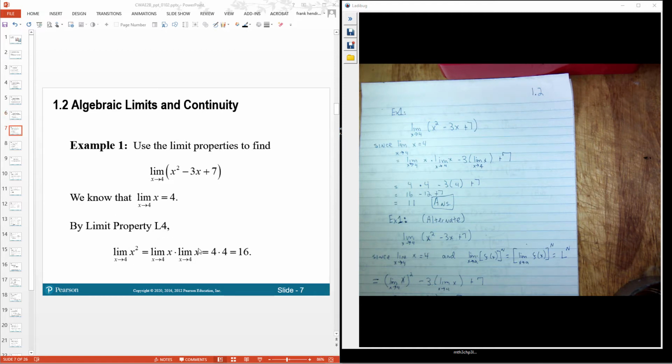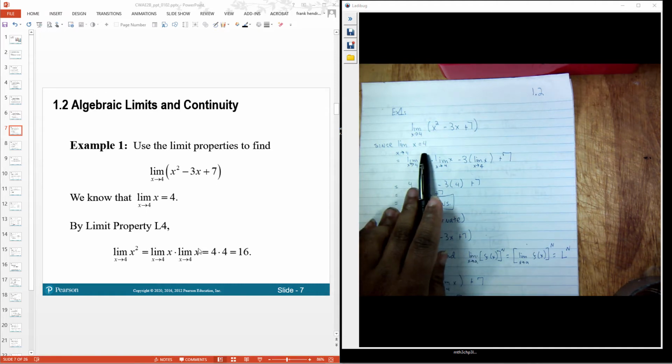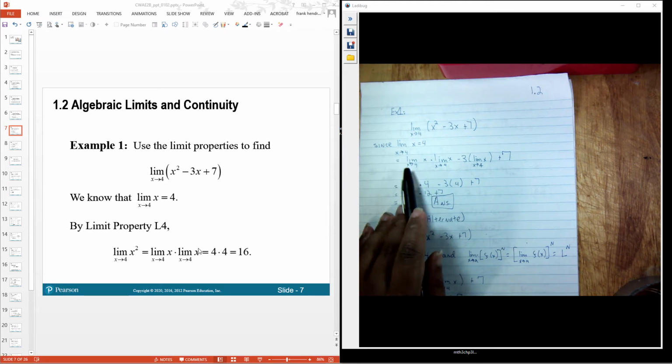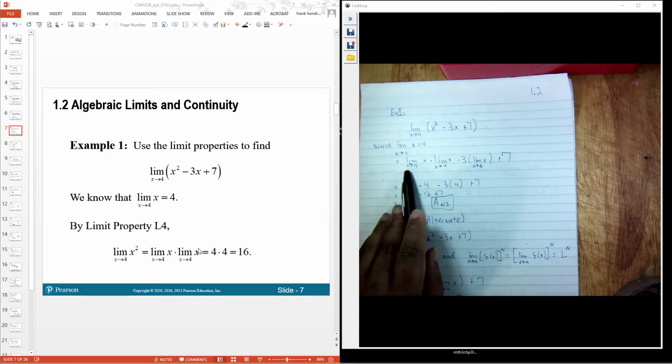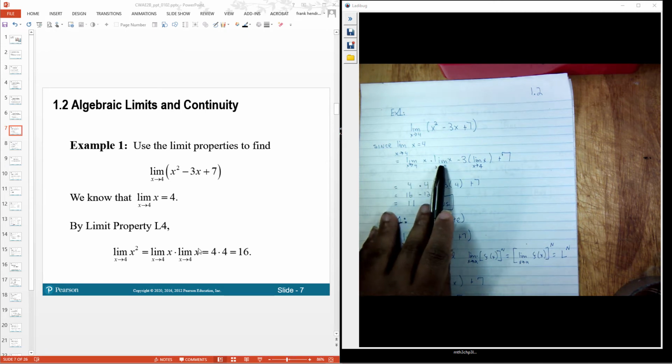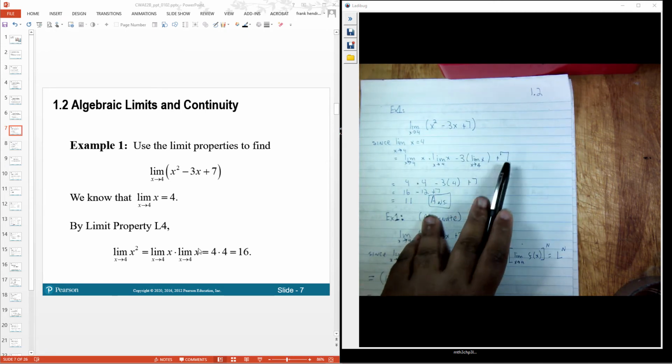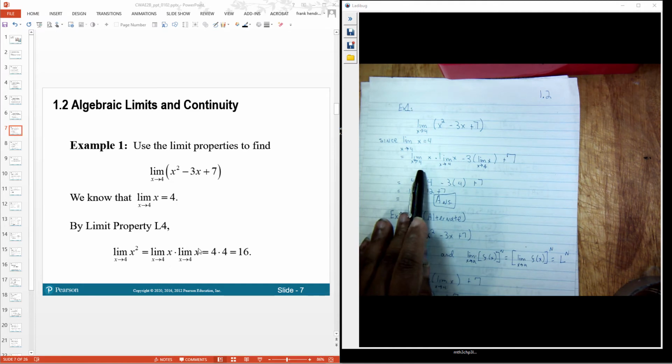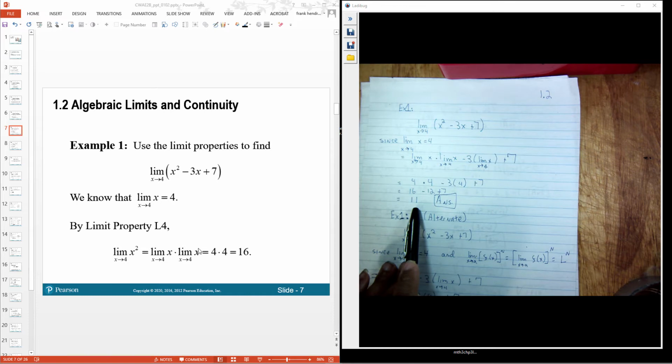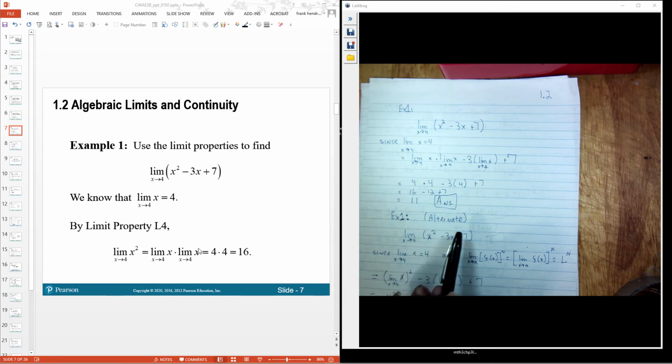So to do this one here, use limit properties to find it. Since we're given this here, limit of x is equal to 4. I have an x squared here, so limit of x times limit of x, plus 3 times the limit of x, plus 7. So it's equal to 4. So we can plug a 4 in here. Then it simplifies here. 11 is the answer.